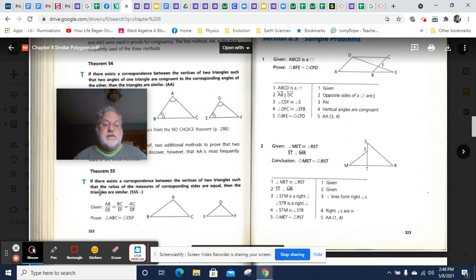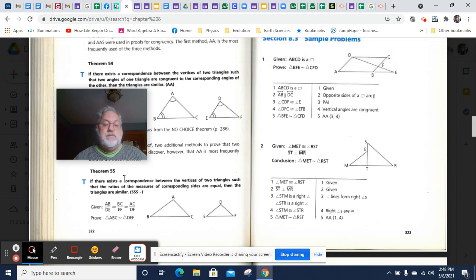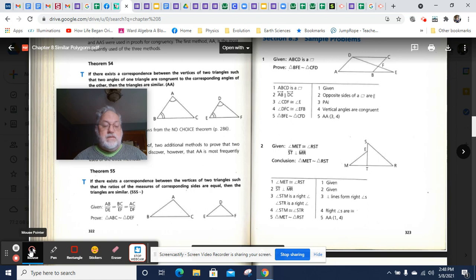This is the side similarity theorem, Theorem 55, because if AB is twice what DE is, and BC is twice what EF is, and AC is twice what DF is, the ratios are all 2-to-1, and therefore they are similar by side similarity. And that is what you need for this.